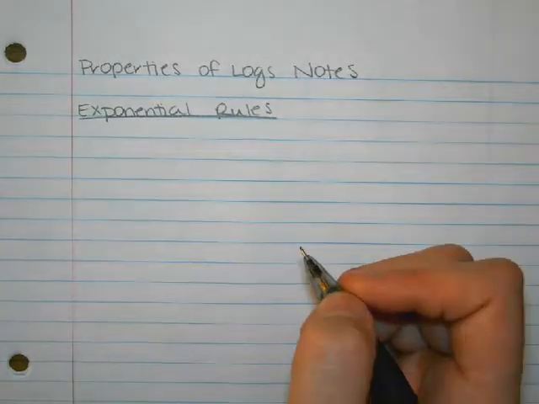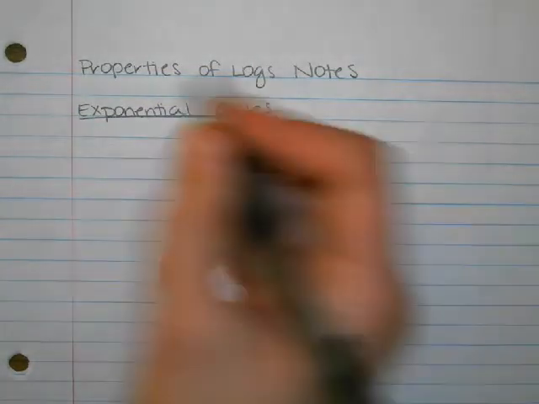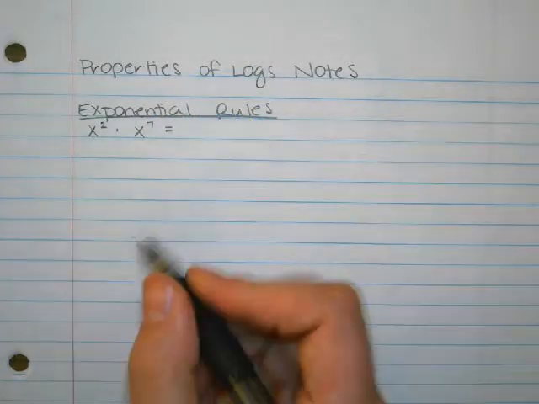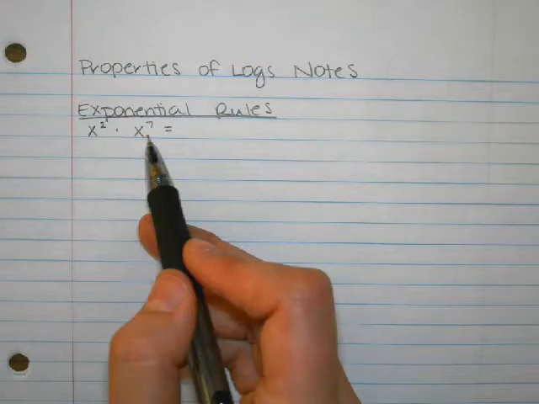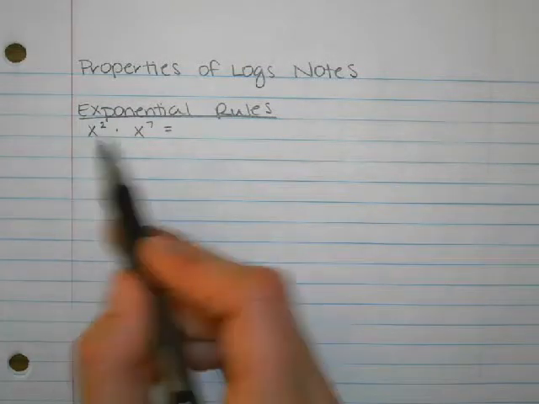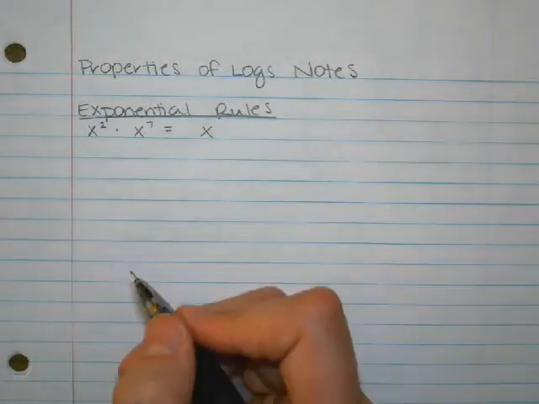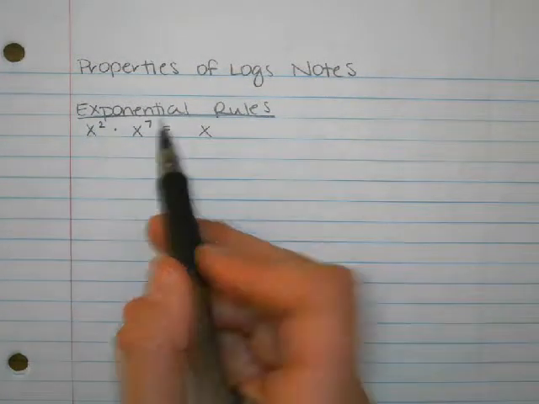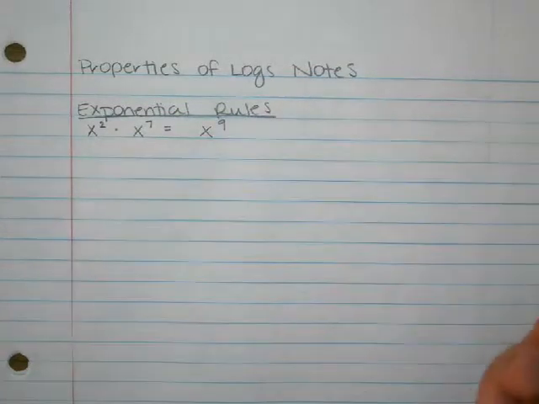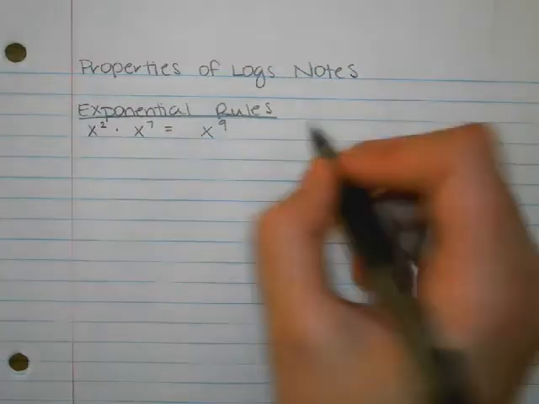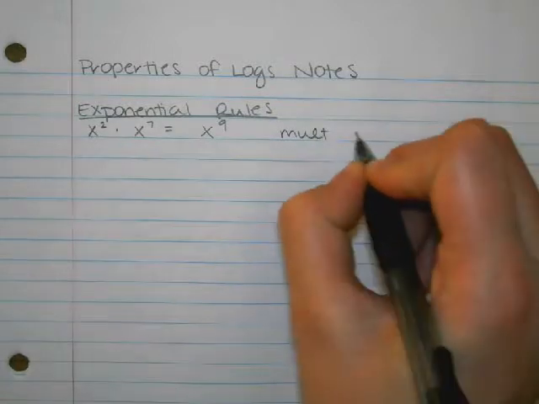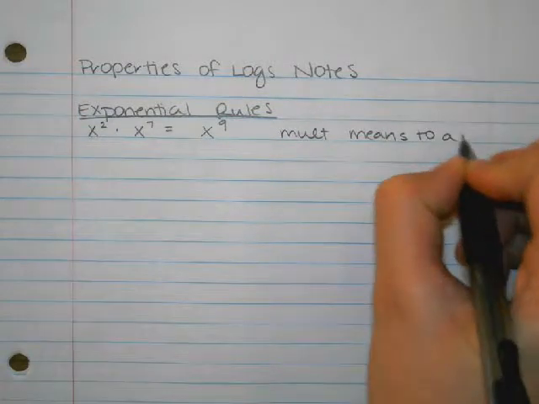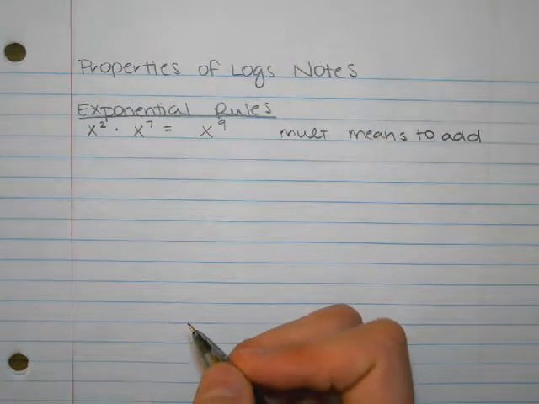So one exponential rule that you should be fairly familiar with is if we did x squared times x to the 7th, we would say that we can multiply these together because the bases are the same. This x and that x are the same, so my answer is going to have a base of x. And then we would just add the exponents together. 2 plus 7 is 9. So when we are working on exponential rules, multiplying really meant to add the exponents together. That's something that we've learned in the past.